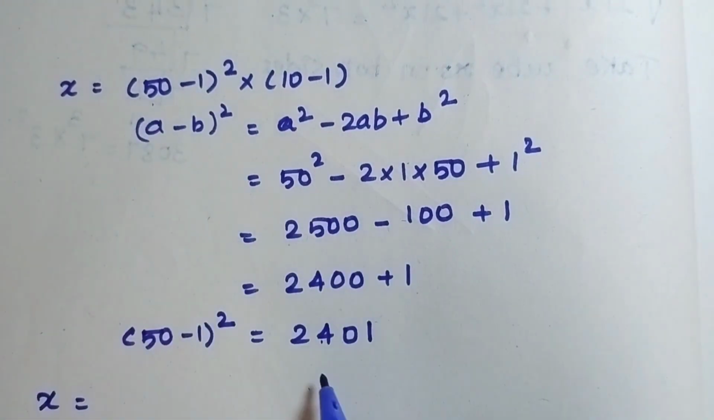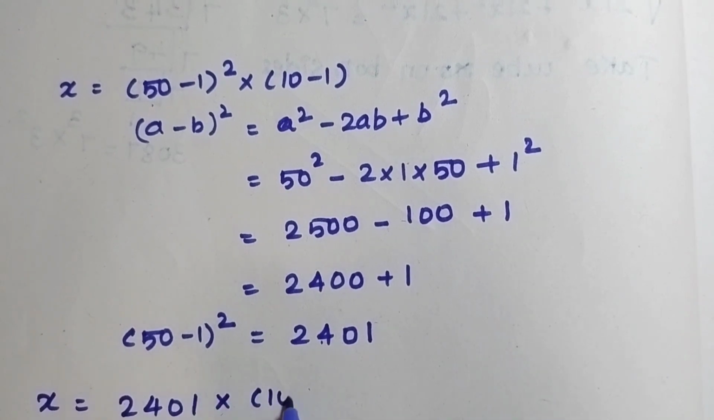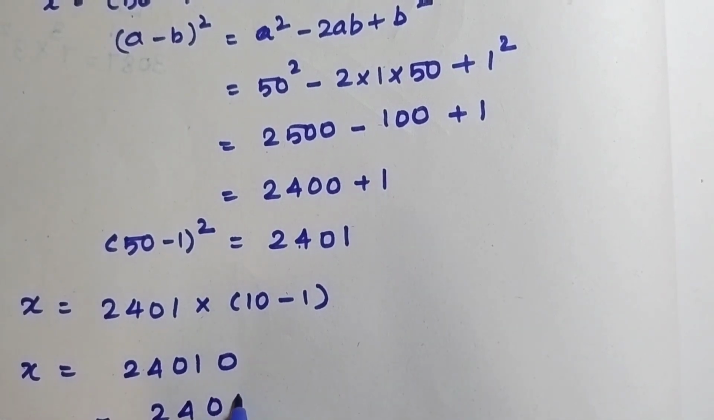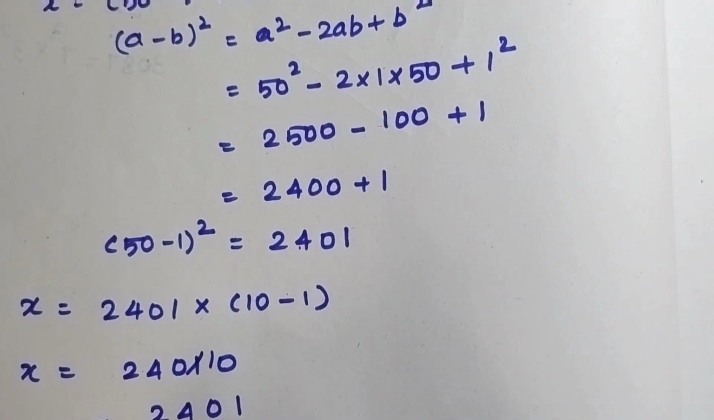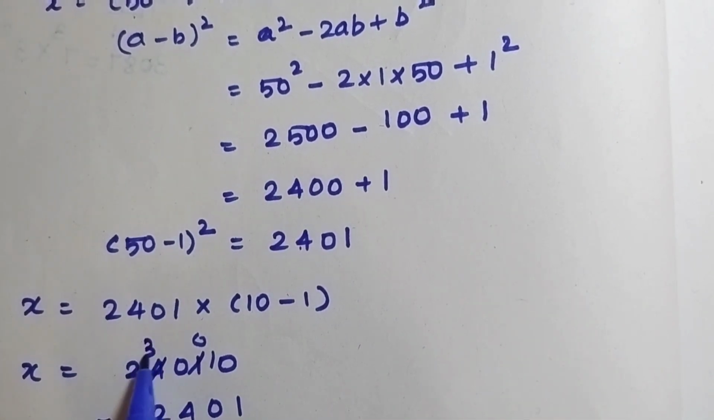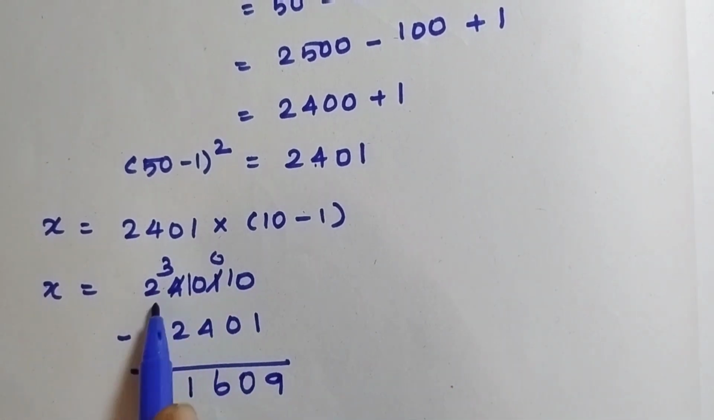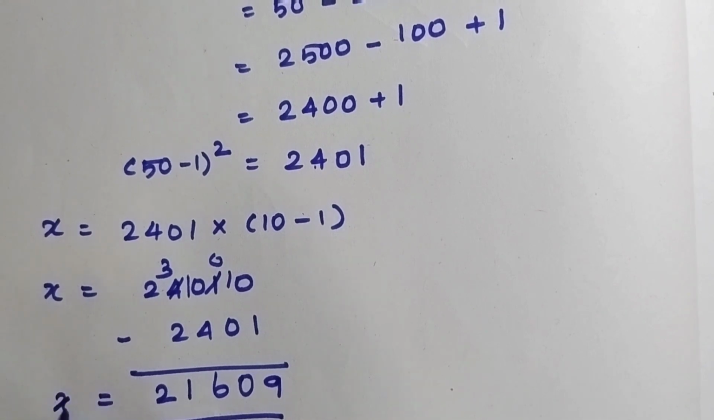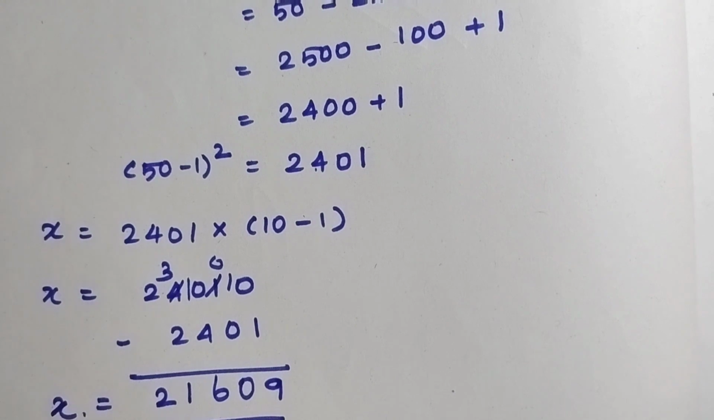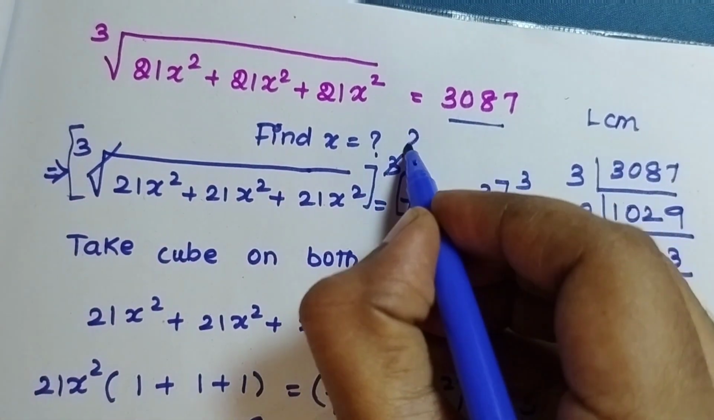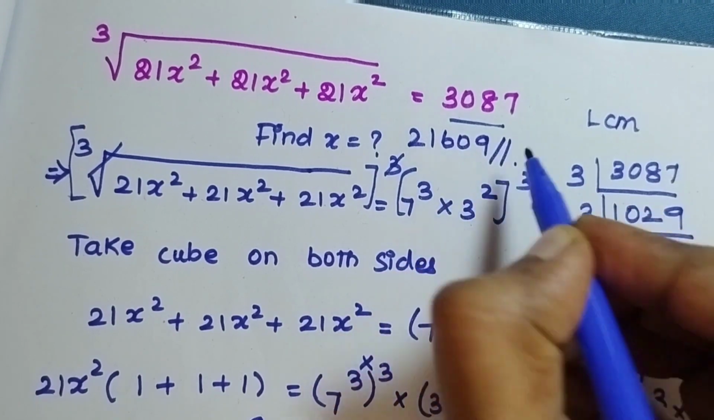Therefore, x is equal to 2401 into 10 minus 1. If I multiply this, 24010 minus 2401. So this cancels one time, it comes like this 9. Here we have 0, 0, 0, 0. Here it will come 3 times. Here 10, 6, 3 minus 2 is 1, and 2. So now we get the answer for x as 21609. This is the correct answer. Now I get the value for x is 21609. This is the final answer.